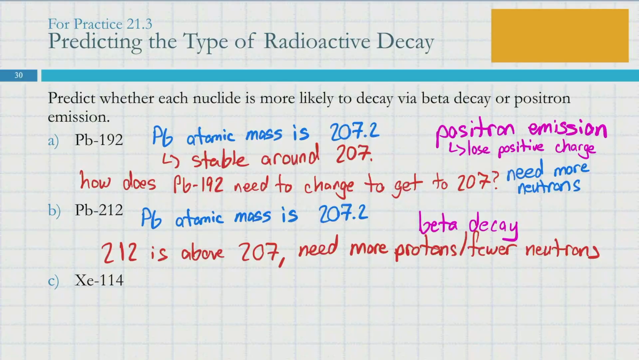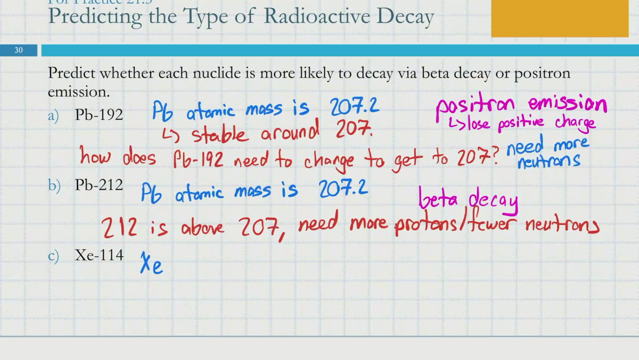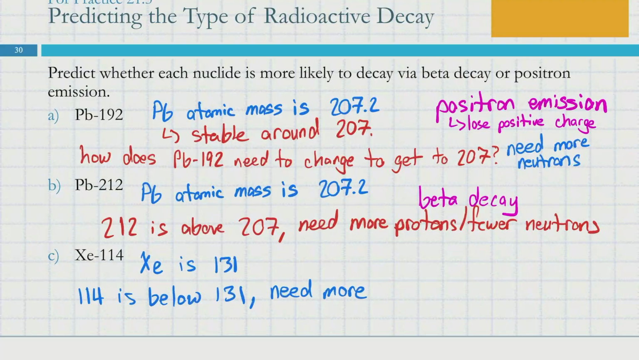And then what about for xenon-114? Xenon on the periodic table is 131. 114 is below 131. So we need more neutrons or fewer protons. So this is going to be another positron emission.